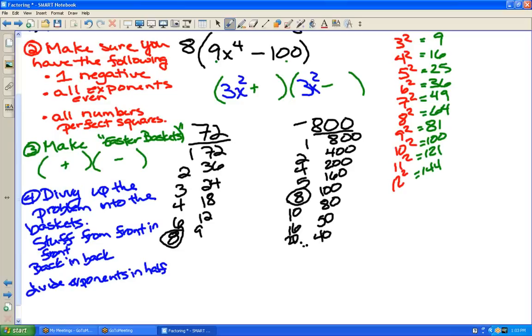Okay? And then I look at the 100. What makes 100 is 10 times 10. So if I want to multiply together, that would be 10 and 10. I also have to not forget that I have my GCF here, which is the 8. All right, so this is actually a process.